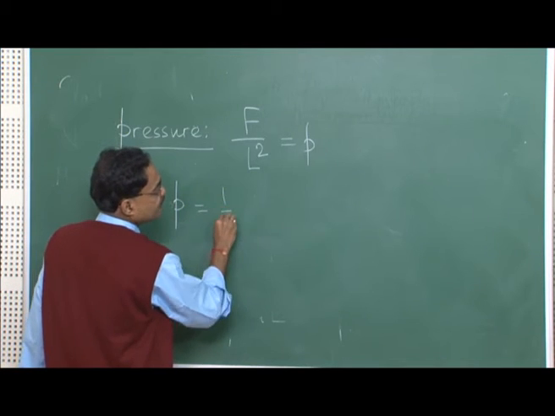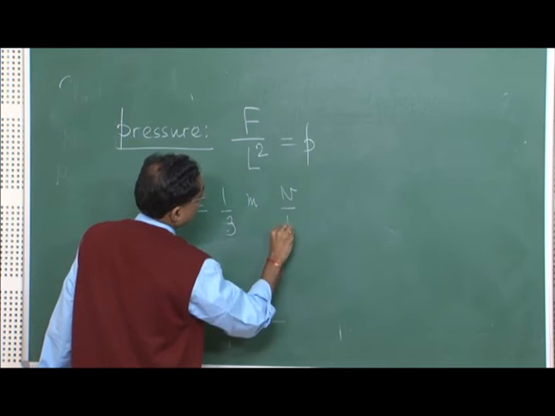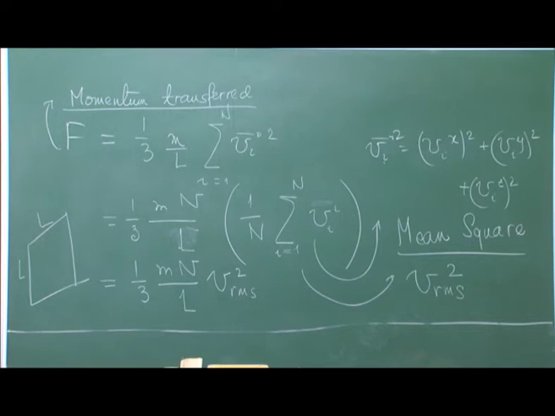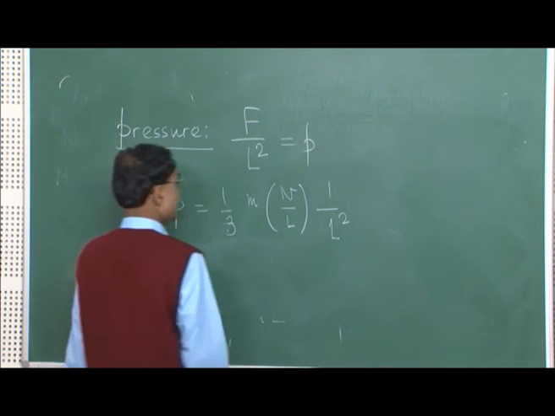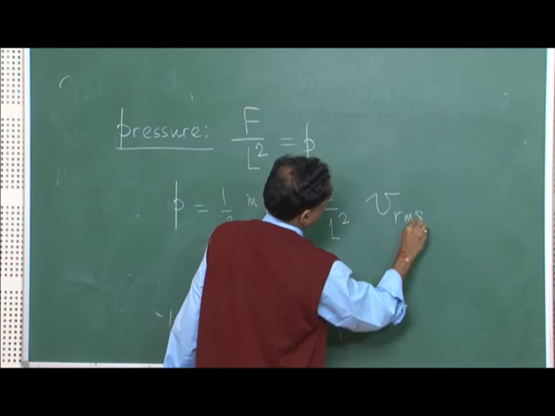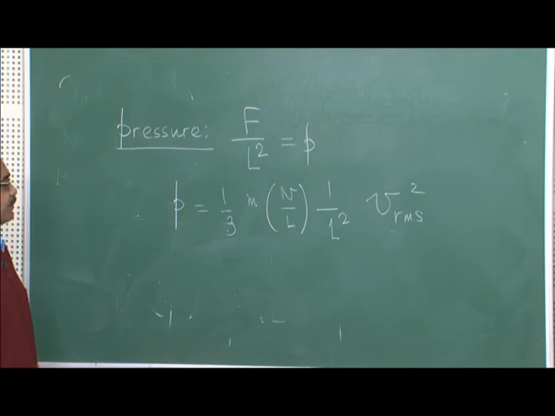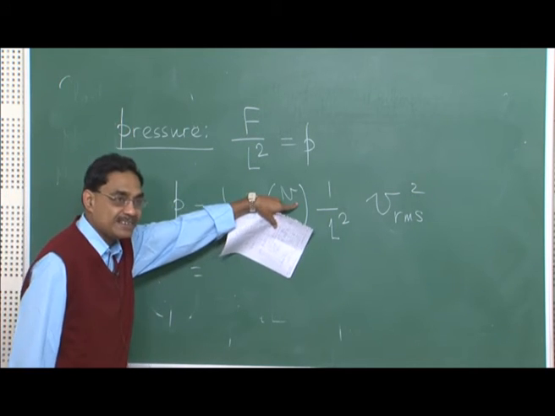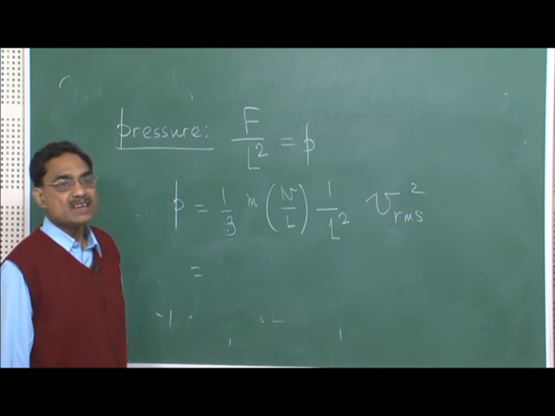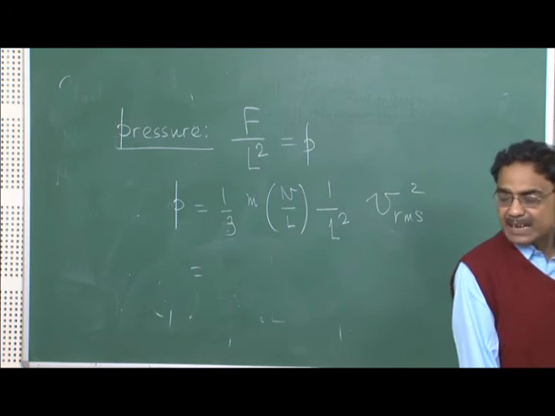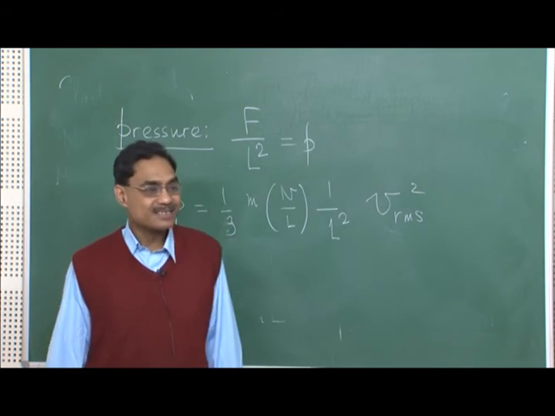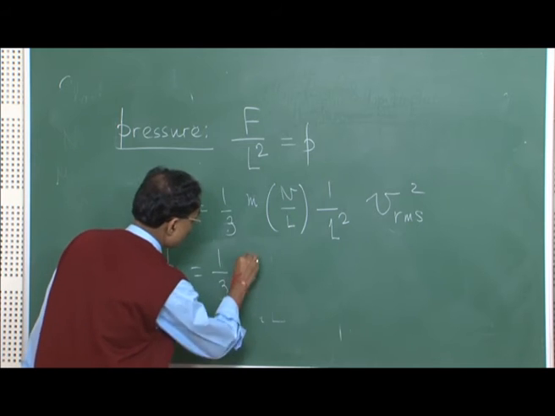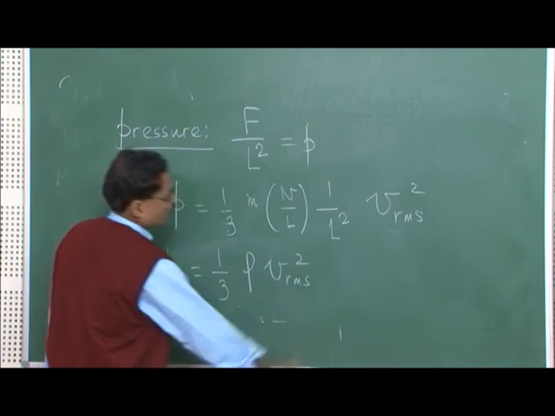Pressure is 1/3 m N over L divided by L square, and then Vrms square. This is my expression of pressure. And now see, we have come to something very interesting. m into N divided by L cube. L cube is the volume of the container. What is small m times capital N? That gives me the total mass. So, I immediately know pressure is 1/3 of rho Vrms square.